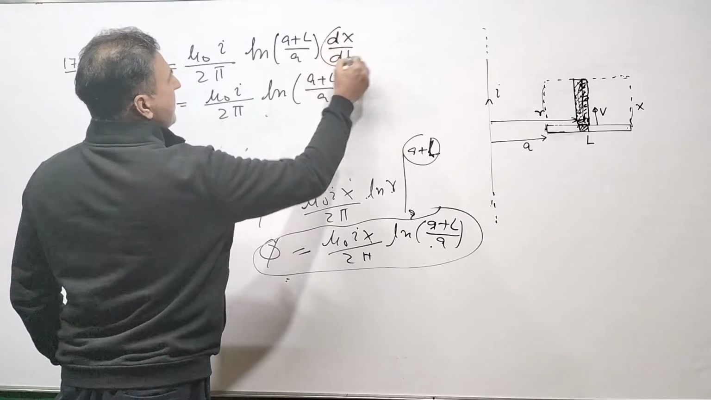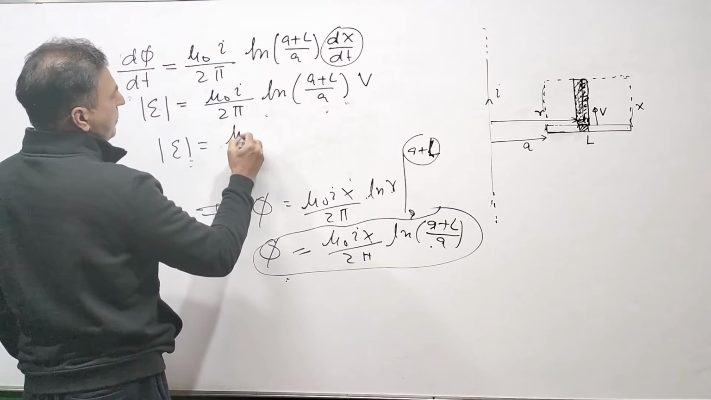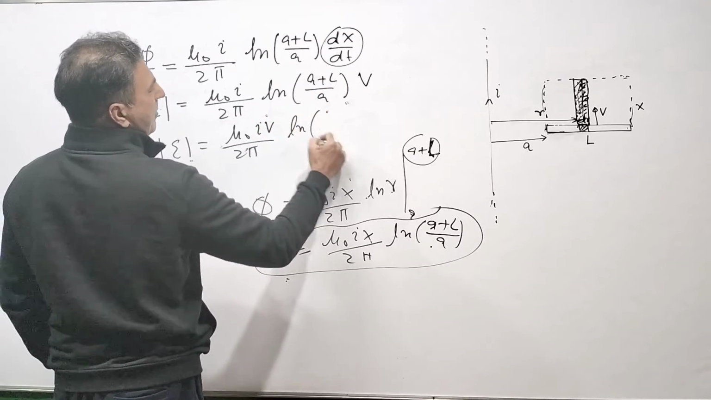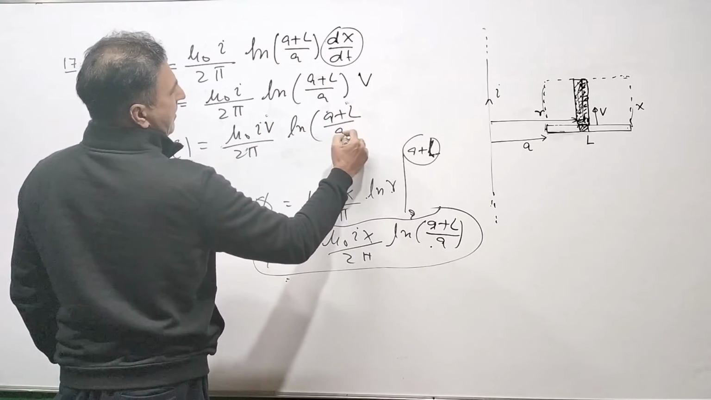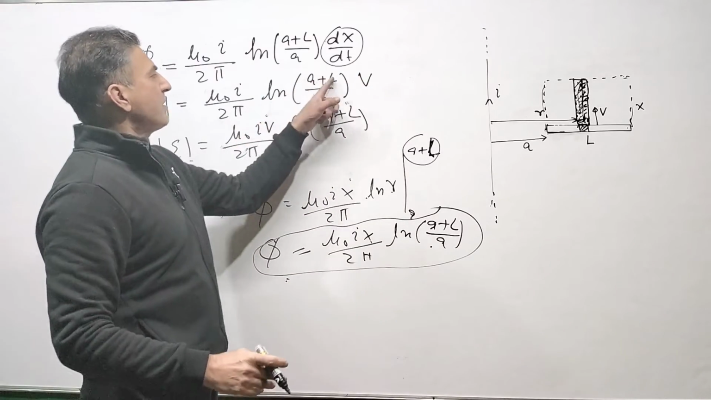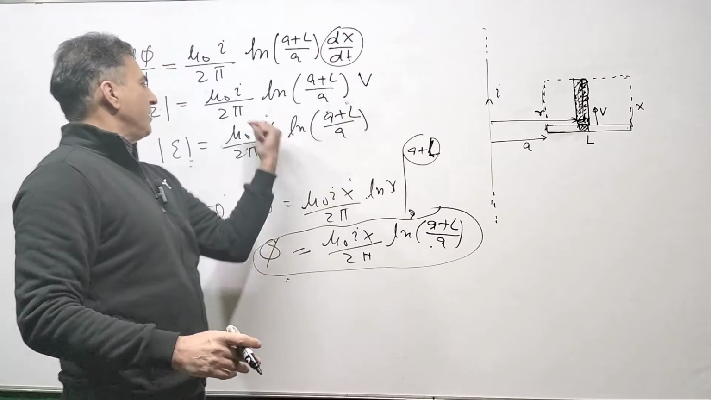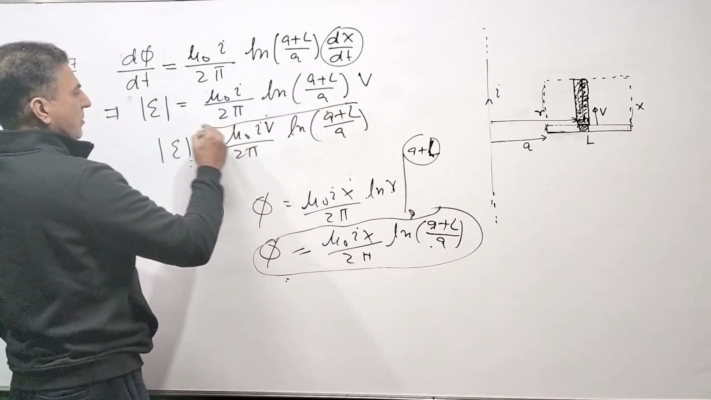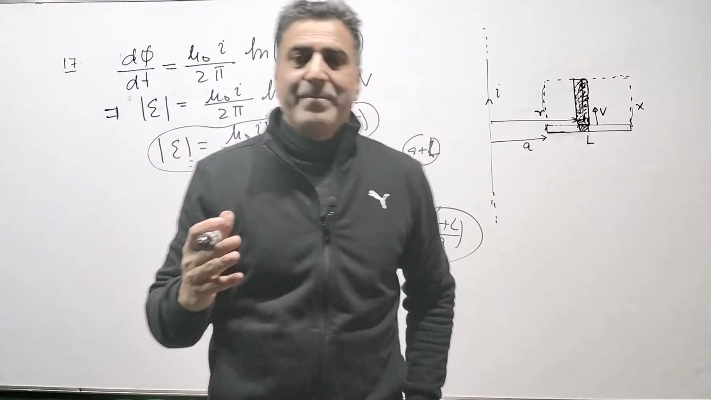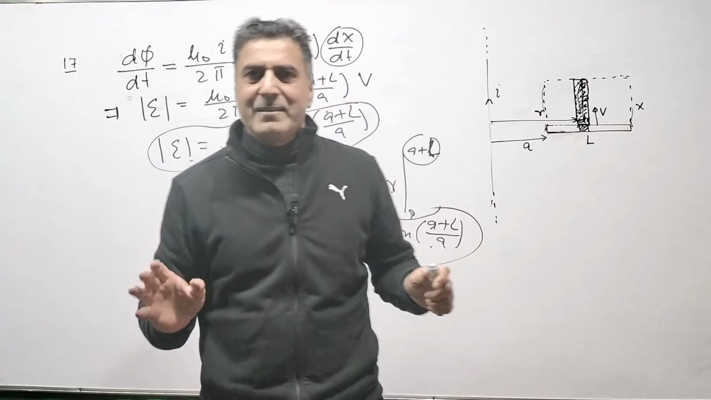But let us write this V here. So the magnitude of induced EMF is mu 0 I by 2 pi, V right here, ln of A plus L by A. I would write this V here because it should not be confused with A plus L by A into V. It is not this parameter into this, it is separate, therefore I put it here to avoid confusion. So this is the expression for induced EMF developed in the rod.